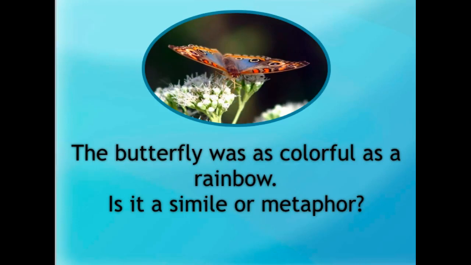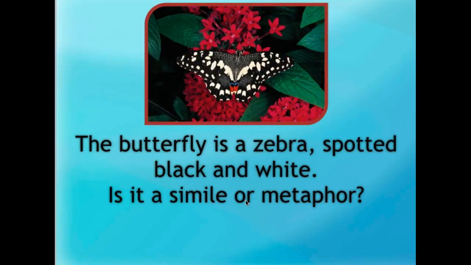All right, let's see what you think. All right, this is definitely a simile. In this case, we have the word as being used as our comparison. That's our big giveaway that this is a simile. Okay, we're comparing the butterfly and a rainbow, indicating how colorful it is. Let's take a look at the next one.